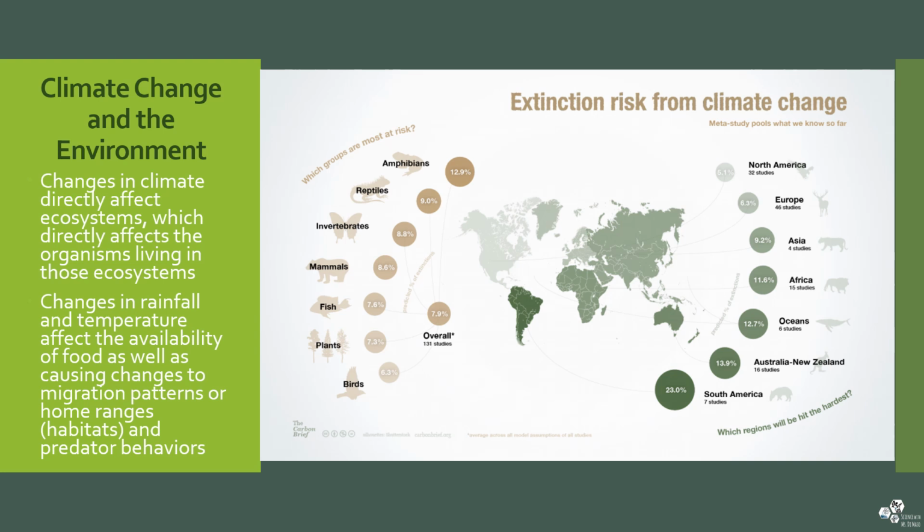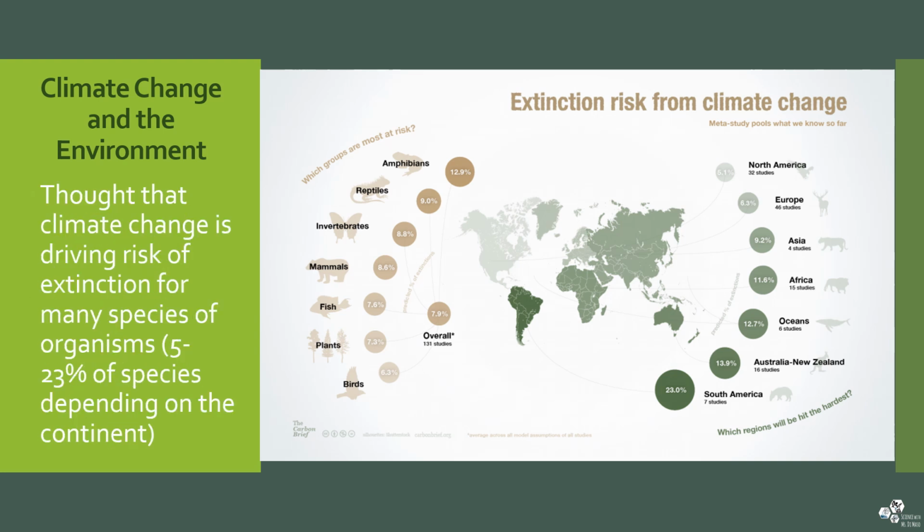And if the ecosystem is affected, then all living organisms within that ecosystem are also going to be affected. So as the climate changes, things like rainfall, sunlight availability, temperature, that's all going to affect the organisms living there. And you can see in this graph, this is showing which organisms and how many are at highest risk of extinction from climate change. So it's thought that climate change is driving the risk of extinction for somewhere between 5 to 23% of the species on the planet, depending on which continent you look at, with certain continents bearing a heavier burden than others because they have a higher biodiversity level.